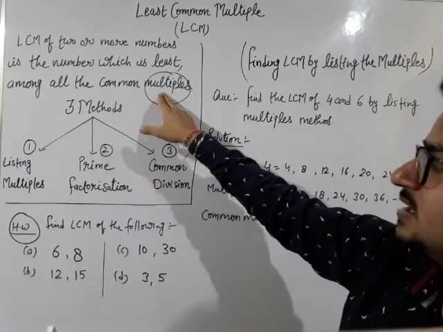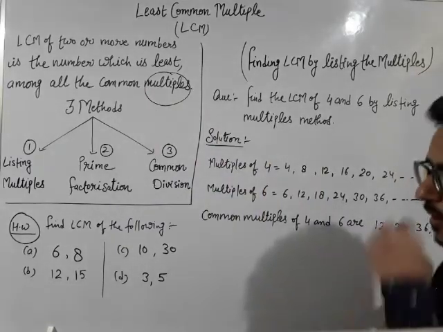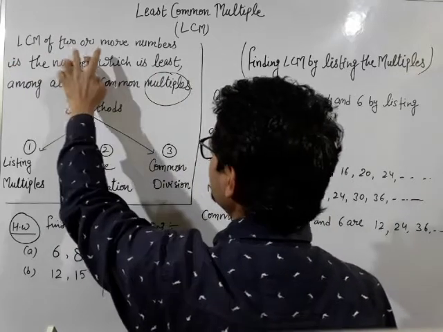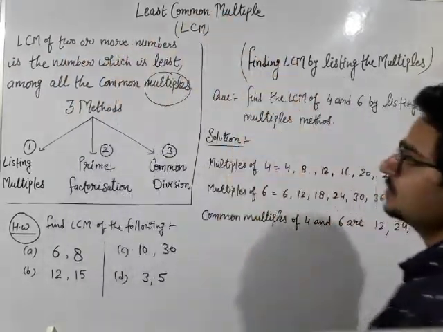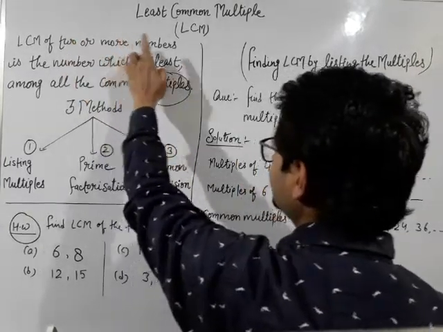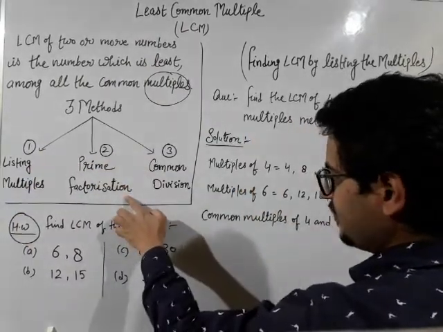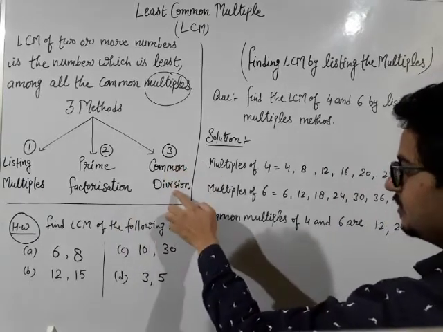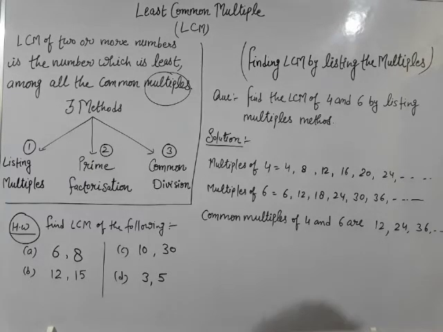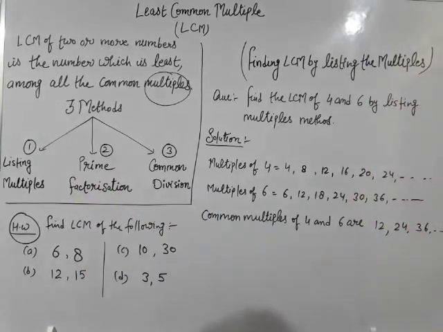तो बच्चों, हमें नेम से ही पता चल जाता है that we have to find common multiples. और वो common multiple जो छोटा होगा, that will be the required LCM of two or more than two numbers. There are three methods to find LCM of two or more than two numbers. First method is listing multiples method. Second method is prime factorization method. And third method is common division method. So in this video we are going to study the first method, that is listing multiples method.